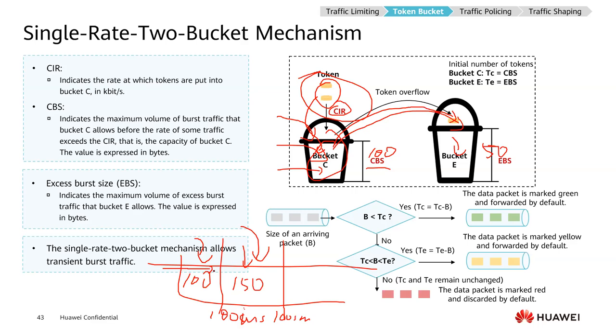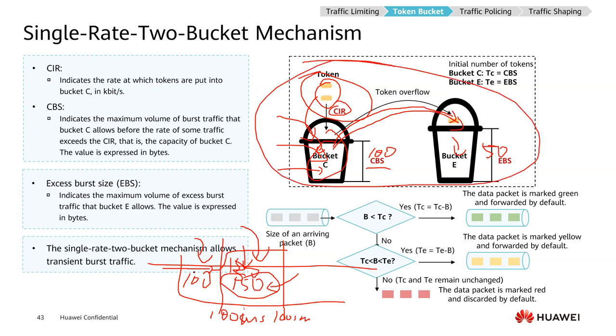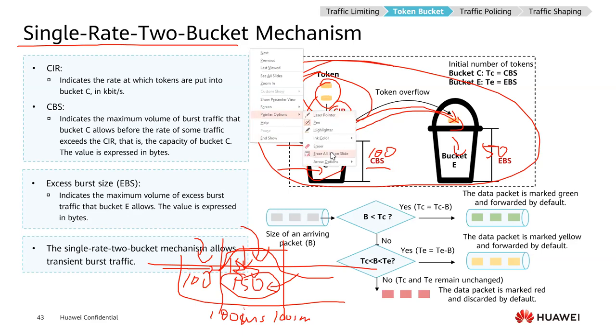And in the second slot, suddenly there is a burst of traffic, maybe 150 or maybe 130, but it is okay because during the second time slot I will have 150 tokens in the bucket. So if you have a temporary burst, this single rate two bucket can help the device to forward the traffic. Okay, so this is the second bucket.